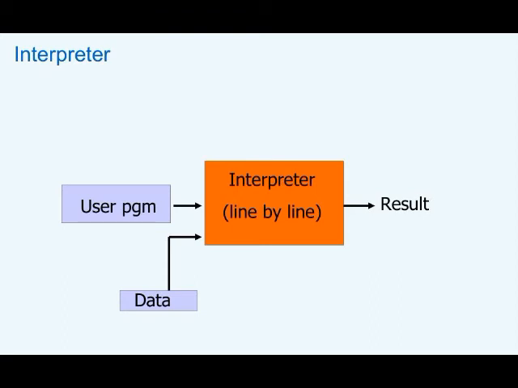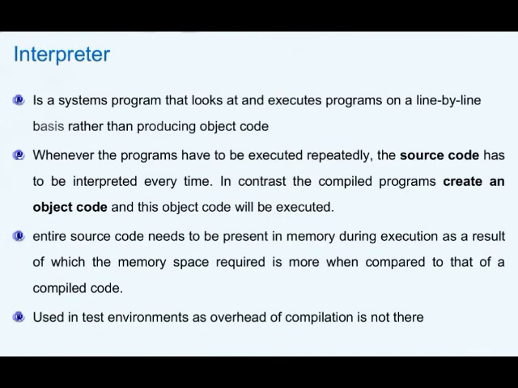So the interpreter program will take the user program, maybe written in assembly language or a high level language, and it will take the data also, and then convert it into machine language line by line and execute it. So if you see here, the interpreter takes the user program and data, converts it into machine language, executes it, and gives you the result. It takes the source code line by line and doesn't create the object code; it just executes it immediately.